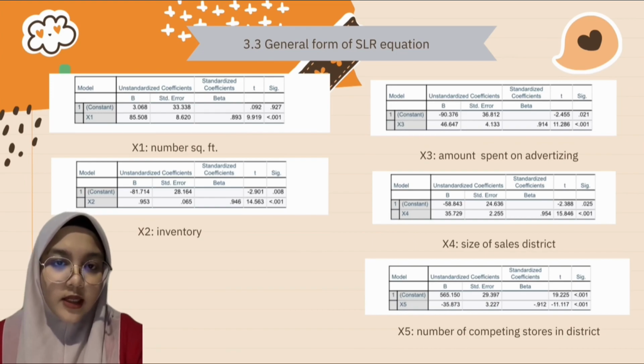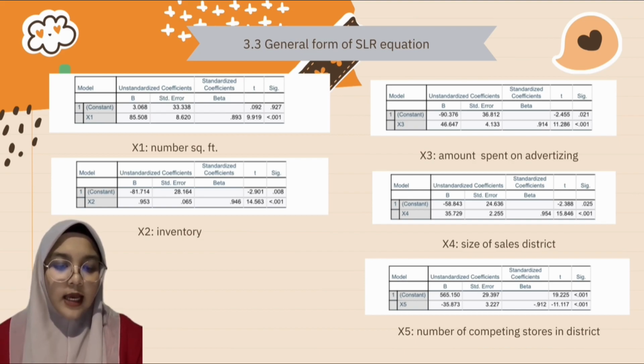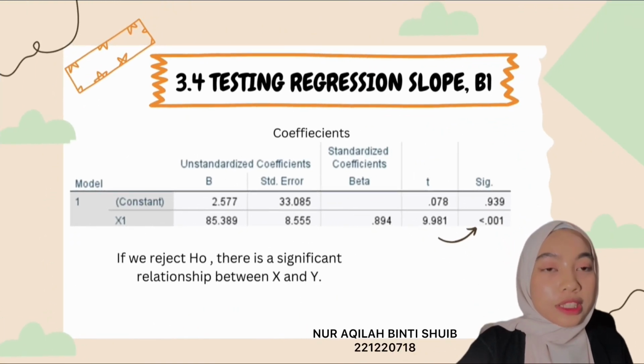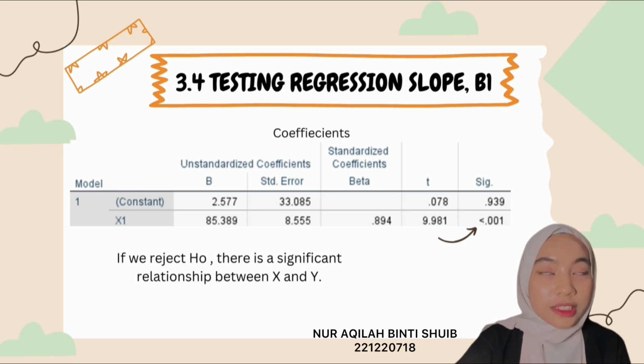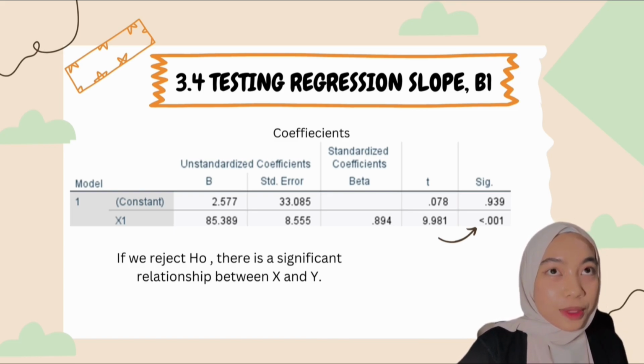Next is 3.3 general form of SLR equation. In this general equation, we use y equal beta null plus beta 1x plus random error component. Next, we go to the 3.4, which is testing the regression slope beta 1. To support the significance of the observation, t-tests were used where H null beta 1 equals 0 and H alternative beta 1 unequals 0.